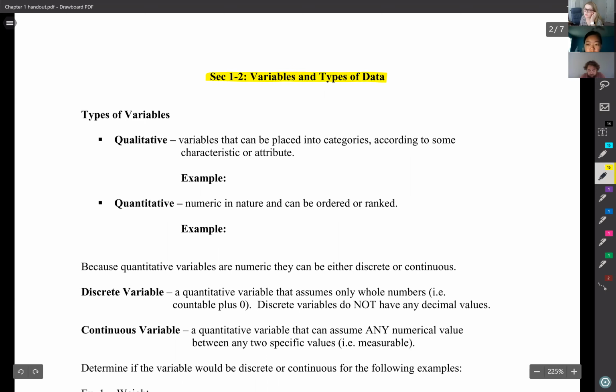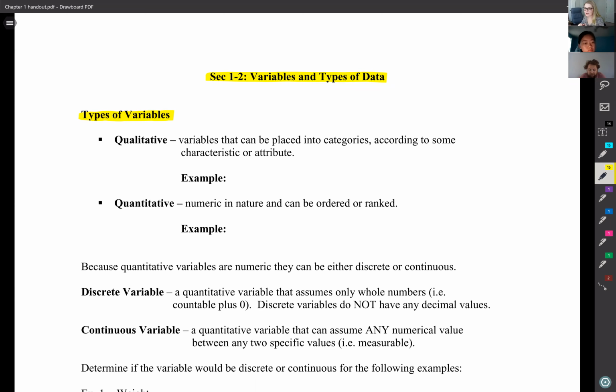So the first thing we talk about are some types of variables. And there's really two main categories that we break this down into, but then we will break one of them down into 2 further categories. So we have qualitative and quantitative. 2 very similar words, but very different things.